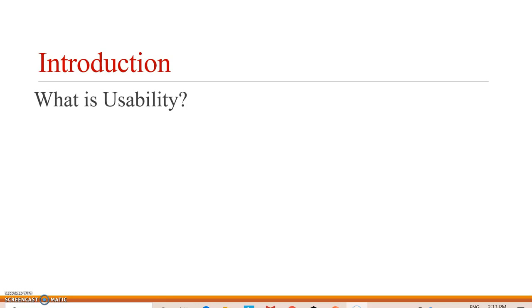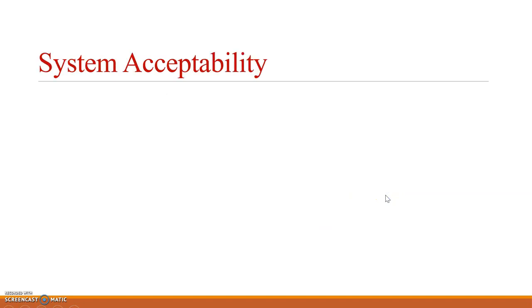So usability is one of the main factors that help a user make up his mind about the system or the application. That's how the user takes the decision whether he wants to go with the system or not. And that's why we are learning the next one, and that is system acceptability.